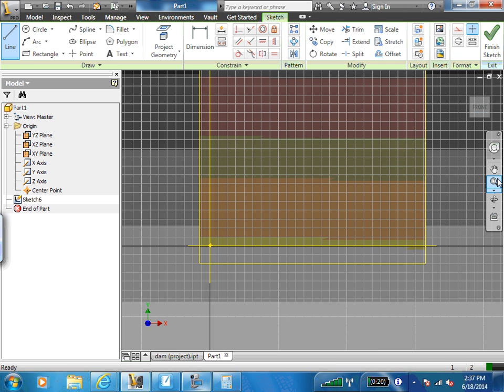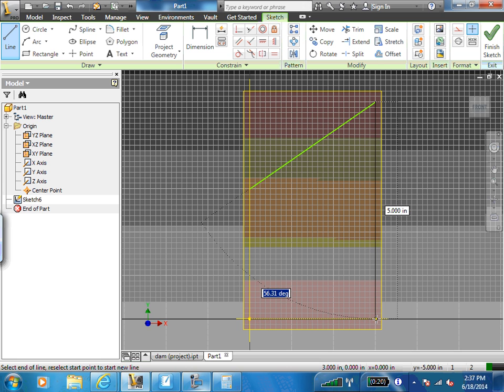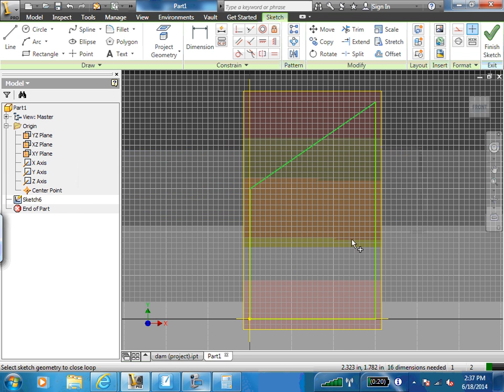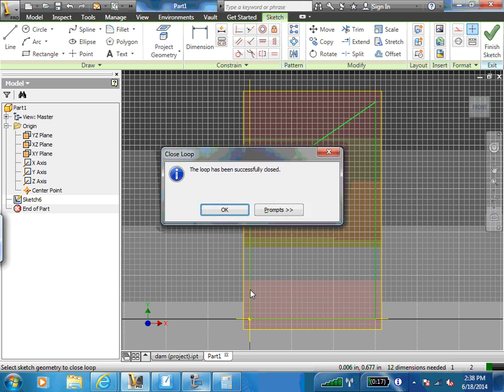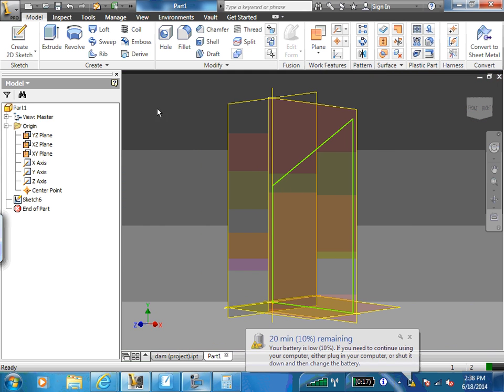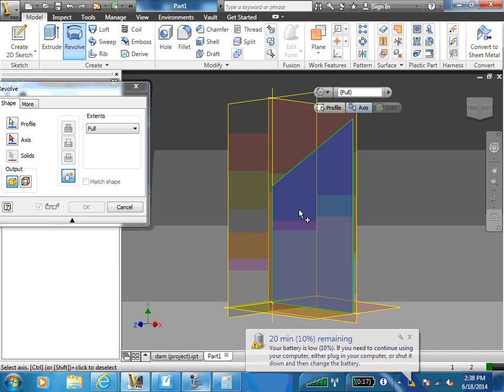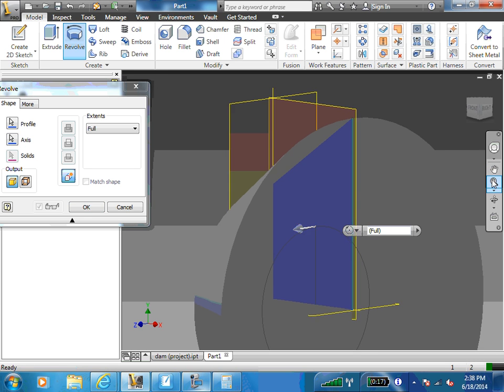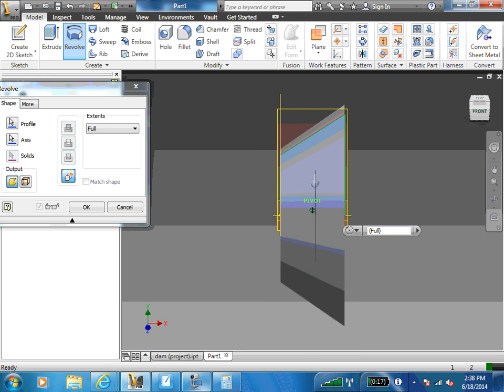All right. So if we close that in, now let's rotate that around the x-axis. Then that's the shape we got.